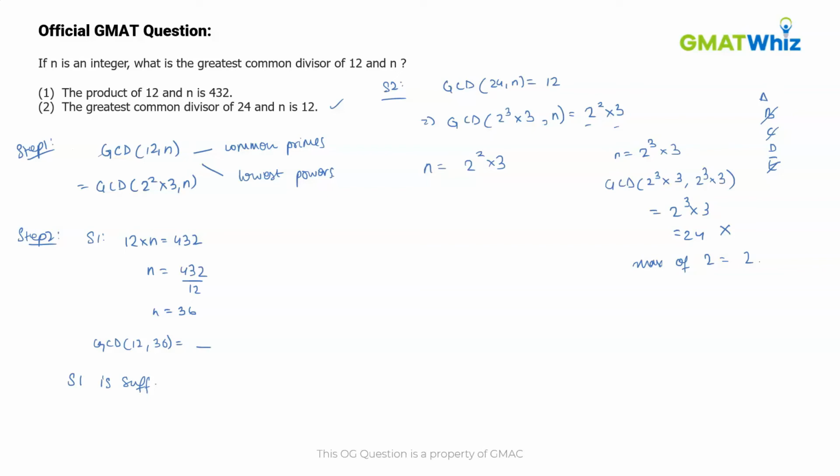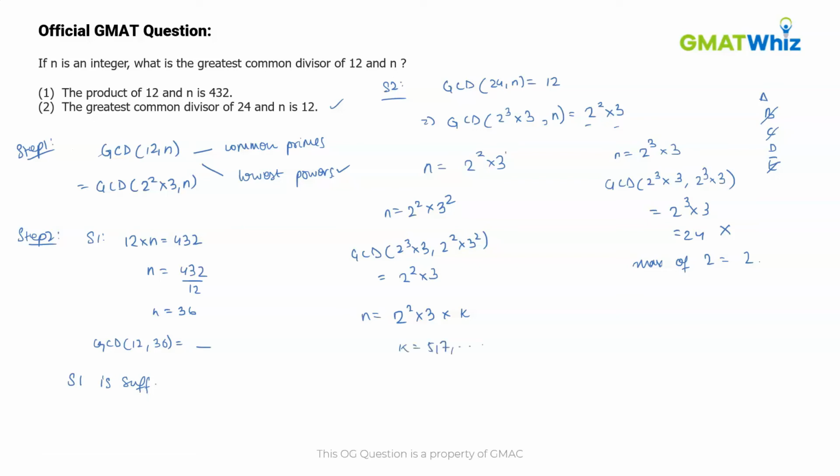Also, the power of 3 can be 1 or 2 as well, because if n is, suppose, 2 squared multiplied by 3 into 3 squared, the GCD would still be 2 squared multiplied by 3, since we have to check for the lowest powers. We can also assume that the value of n can be 2 squared multiplied by 3 times some other integer k, where the value of k can be 5 or 7 or any other prime number.